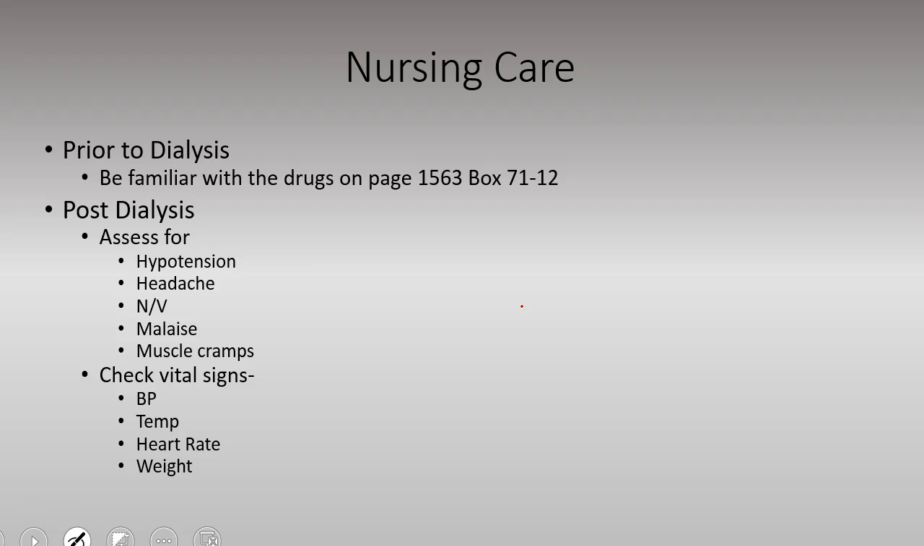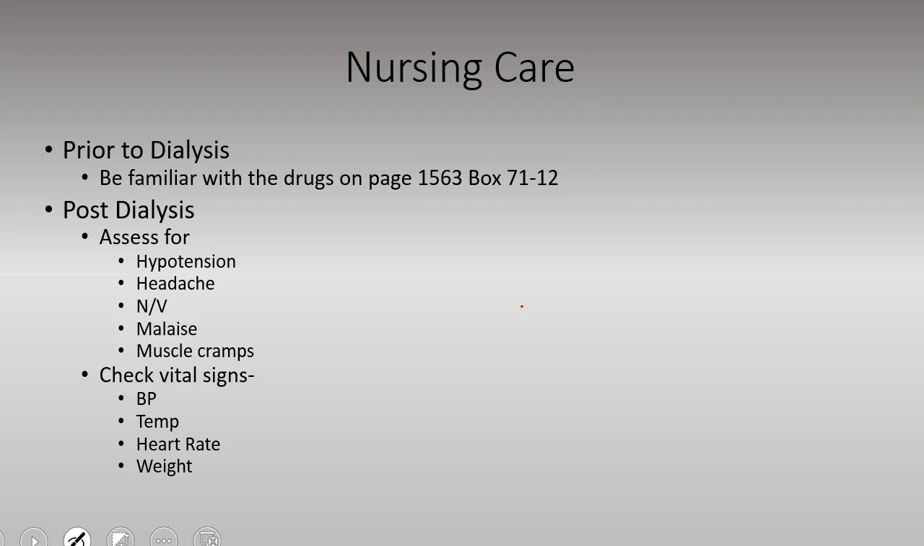So after dialysis, you're going to assess for hypotension, headache, nausea, vomiting, malaise, and muscle cramps. The reason why is because with dialysis, they're taking off the blood. They're actually filtering it. They're taking off all their electrolytes, all the excess fluid, all the water, all the things that their kidneys couldn't already filter. It's going to filter it all out and put it back in. Well, it's going to try to balance it as much as possible, but it's not an exact science.